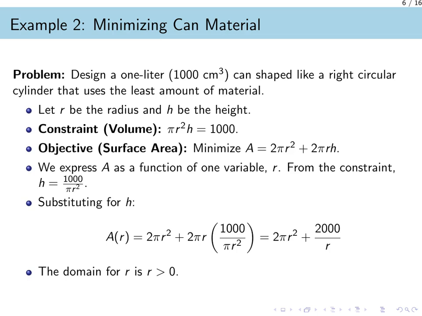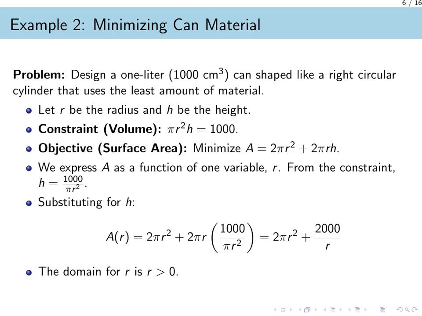Let us apply our optimization strategy to a classic problem: designing a 1-liter can that uses the least amount of material. First, we translate the physical properties into mathematical equations. The amount of material corresponds to the can's surface area, which is our objective function to minimize, given by the formula A equals 2 times pi times r squared plus 2 times pi times r times h. The can must hold exactly 1 liter, or 1,000 cubic centimeters, which is our fixed constraint.